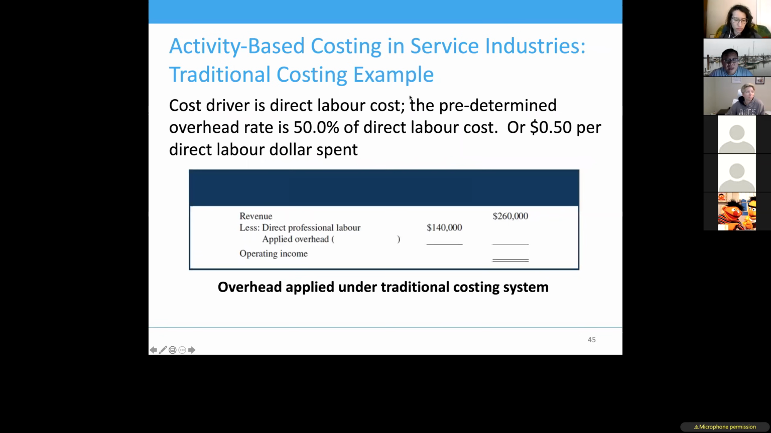So let's take a look at this. What is the overhead applied? The overhead rate is 50%, and the direct labor is 140,000. So what is the overhead we are applying here?